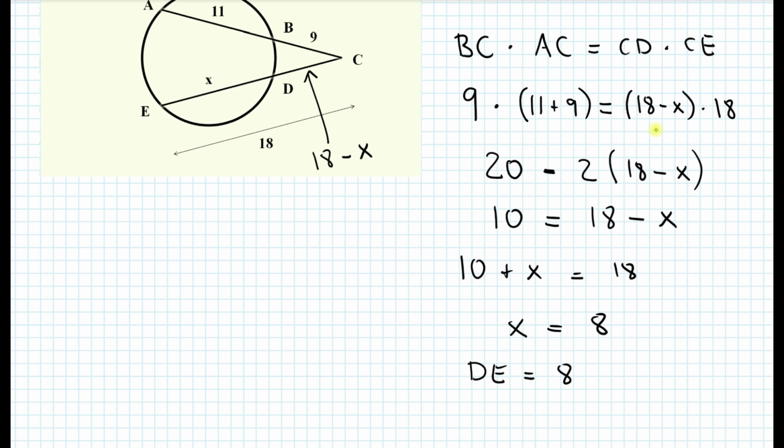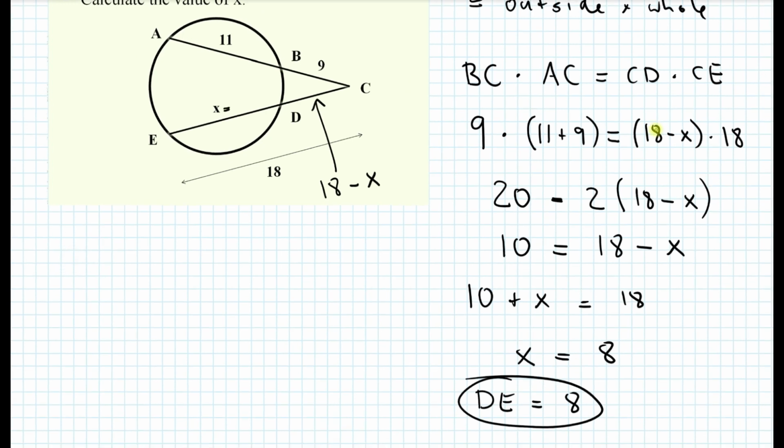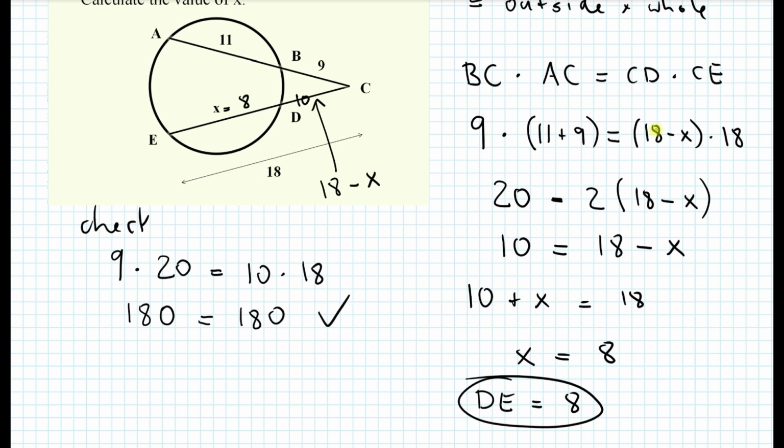Well, at this point, it's also good to ask, does this make sense? Let's see. If x equals 8, that means that 18 minus x should be 10, okay? If I were you, I would also perform a quick check. Is it true that 9 times 20, in the first secant, is the same as 10 times 18? Well, let's check. 9 times 2 is 18, and we add a 0 because 9 times 20 is 180. Equal to, and 10 times 18 is 180. So that actually works, okay? So that is the check.